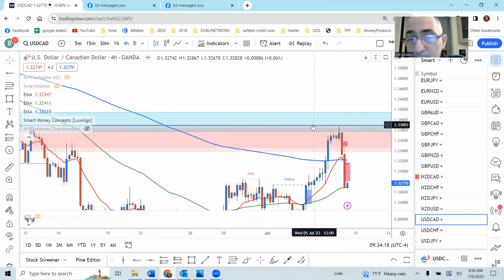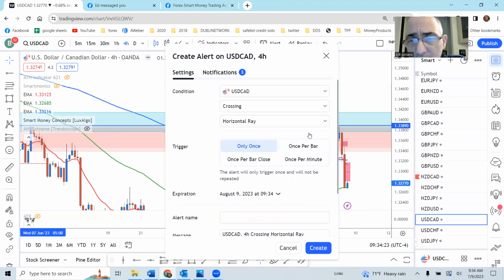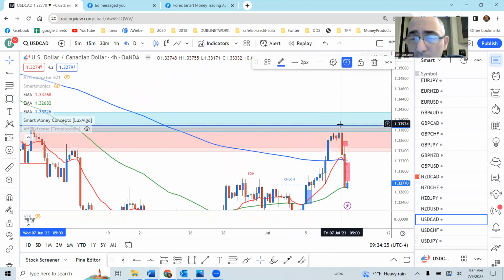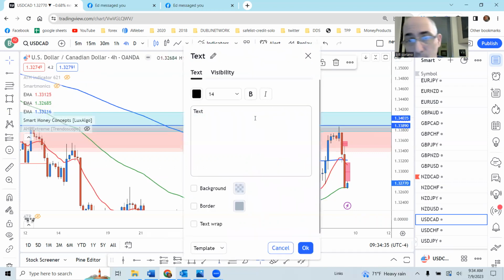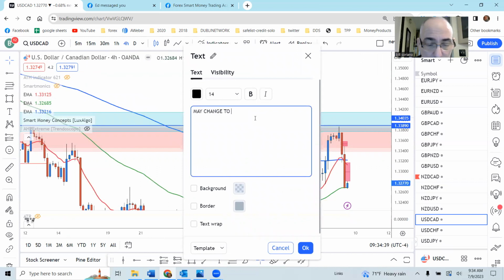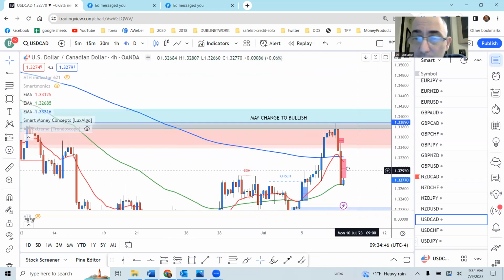So price can come up here and it can hit this point of interest, and then it can react off of it. Now, if we get a big move right up through there, we have to watch for a change of trend. So let's just watch for a change. May change to bullish, right? Just want to leave myself a note here so I remember to double check that. Okay.